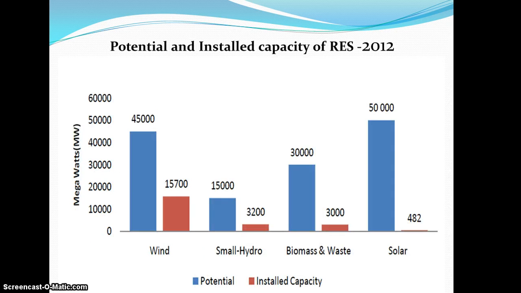This is the chart of the potential and installed capacity of renewable energy sources in 2012, where solar is 50,000 megawatts and wind is 15,700 megawatts. These are the natural resources of renewable energy.